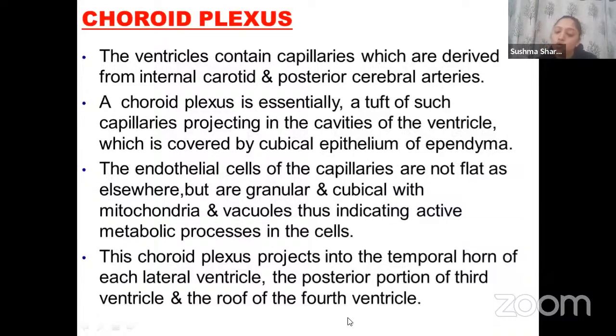Now, these choroid plexus project into the temporal horn of the lateral ventricle, the posterior portion of the third ventricle, and the roof of the fourth ventricle. I hope you know the location of the third ventricle, where we have the mammillary bodies, and that you're getting a visual of the third ventricle, lateral ventricles, the fourth ventricle, and the aqueduct of Sylvius. Are you getting an orientation as to which area of the brain I'm talking about? You have the third ventricle, which projects like this, and then we have the lateral ventricle, right?